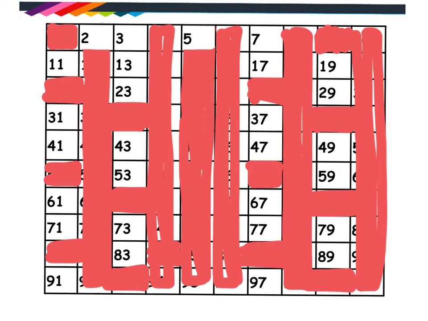Okay, so we're getting closer. So we've done the 3 times table. We've done the 5 times table. We're going to just do the 7 times table now. Now most of them have already gone. So we had 7, 14, 21, 28, 35, 49. So 49 is in the 7 times table.